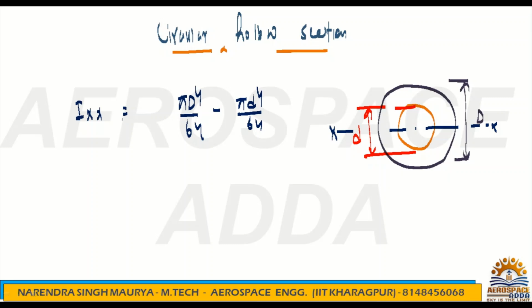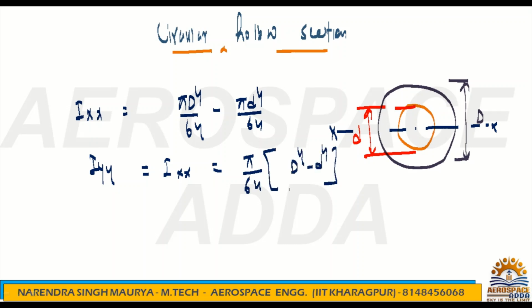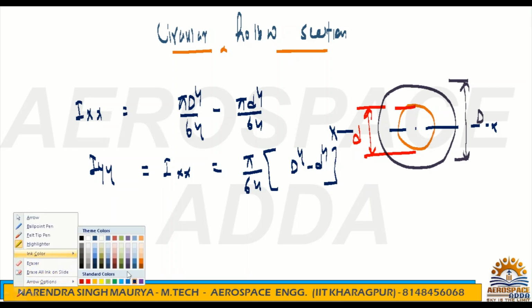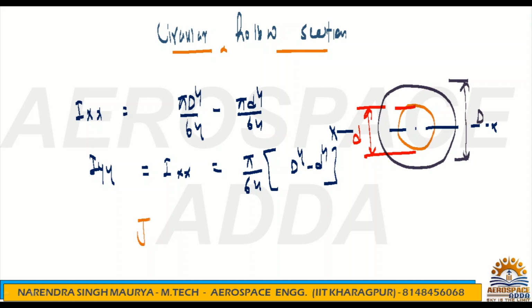And obviously Iyy and Ixx both are the same, so it's nothing but pi by 64 times D to the power 4 minus d to the power 4. This is Ixx and Iyy. What about J? That is the polar moment of inertia. So J is nothing but double of this. It's pi by 32 times D to the power 4 minus d to the power 4, right.